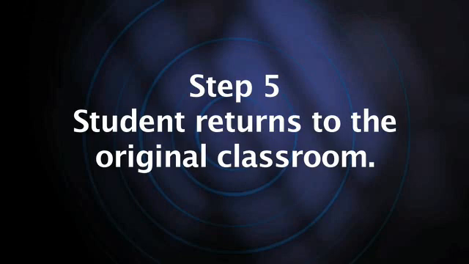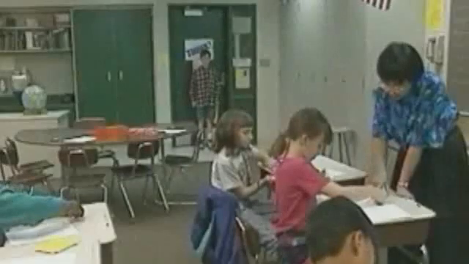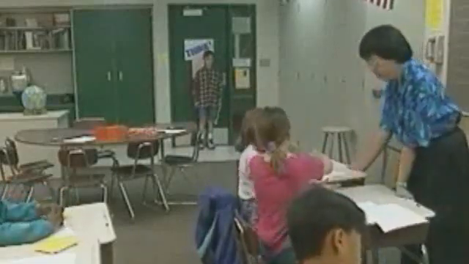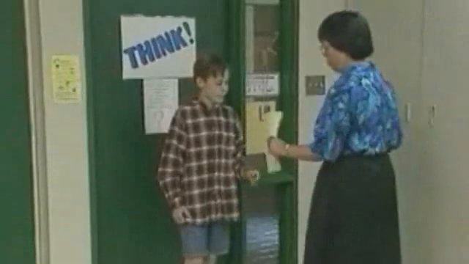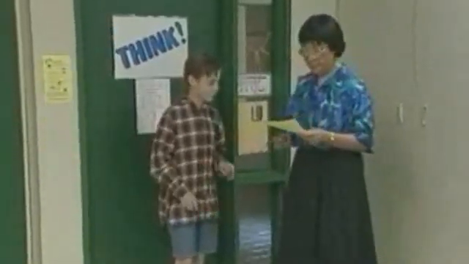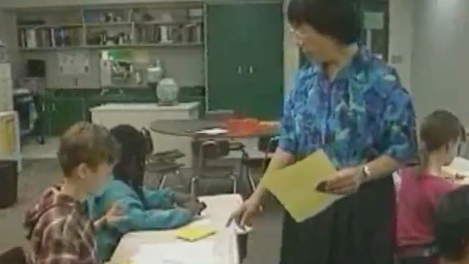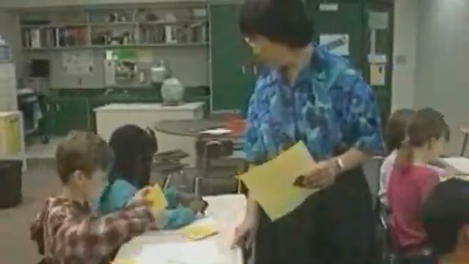Step 5. Student returns to original classroom. With form in hand, the student waits at the door for the teacher to examine the written results of his Think Time. If the form is accurate, it's really important that the teacher warmly welcomes the student back into class and helps him get re-engaged in learning. If the form is wrong and the student doesn't understand what was inappropriate about the behavior, then it's back to the Think Time area for another try.